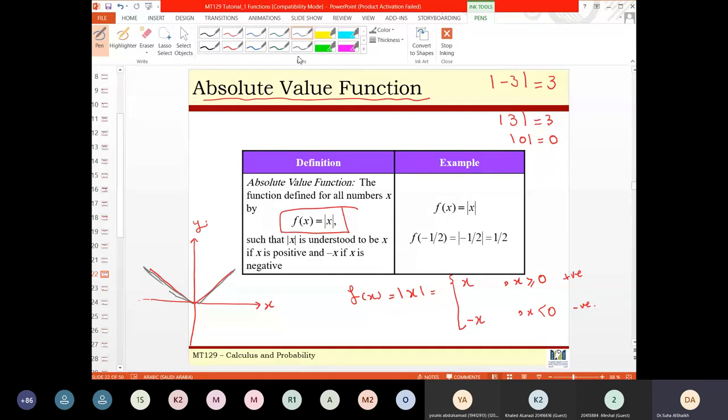They are giving you one example here. What is f of minus half? It's the absolute value of minus half. The absolute value of minus half is half. Simply, it's half.